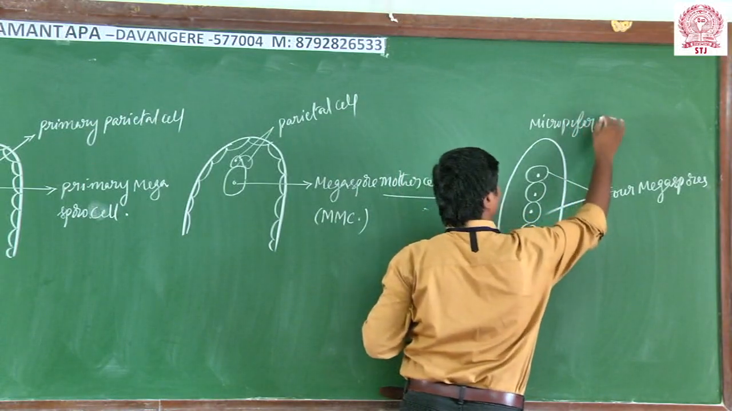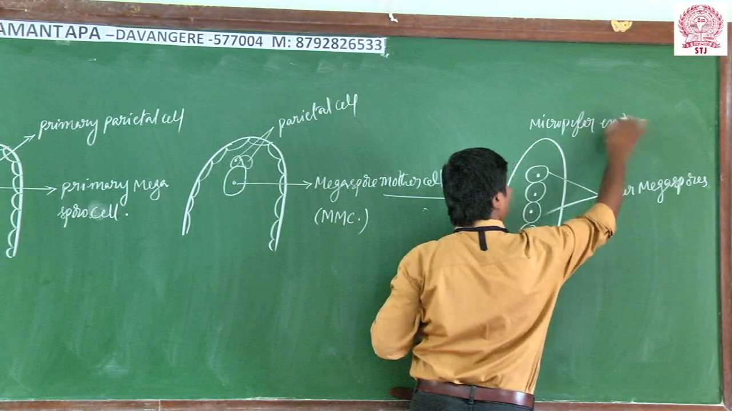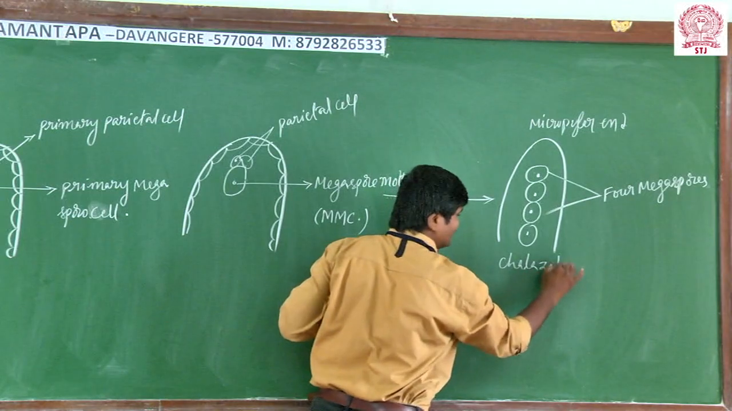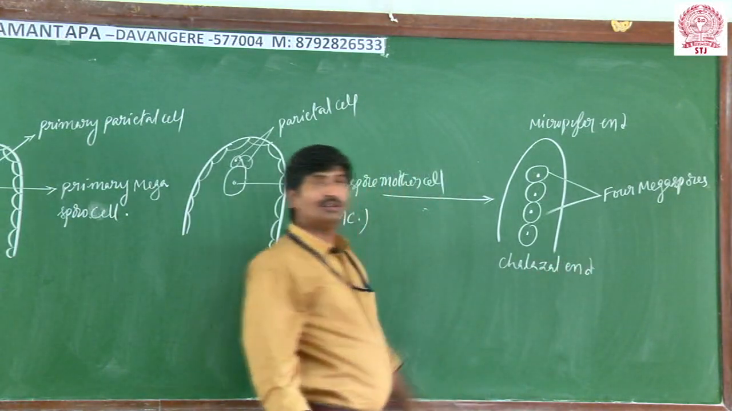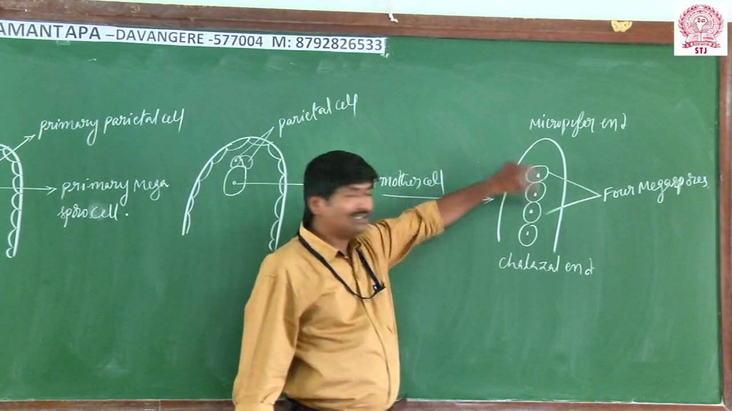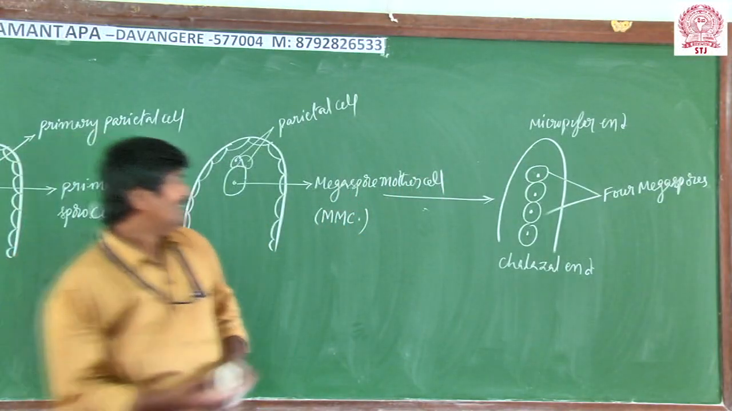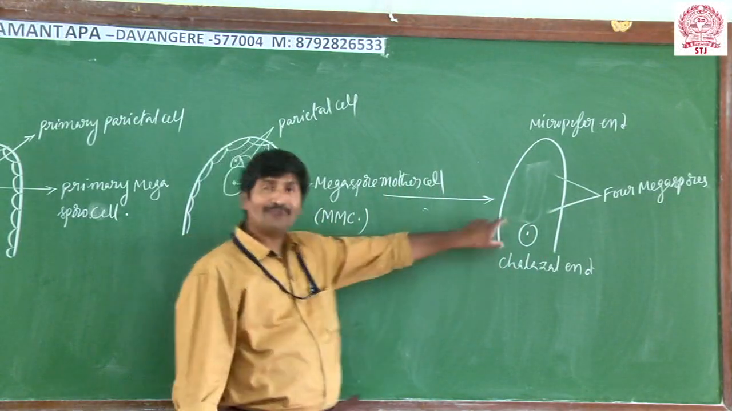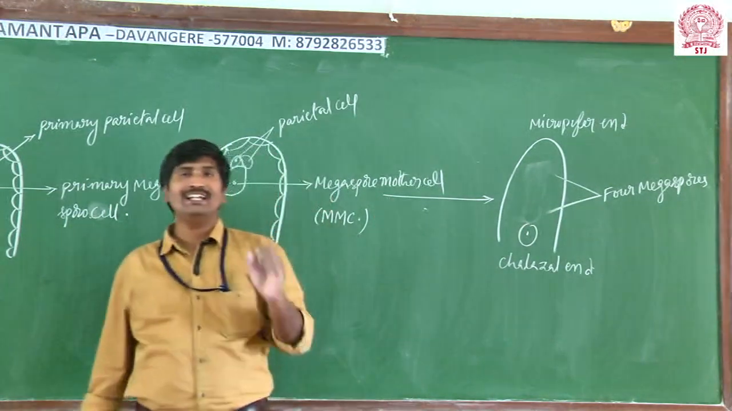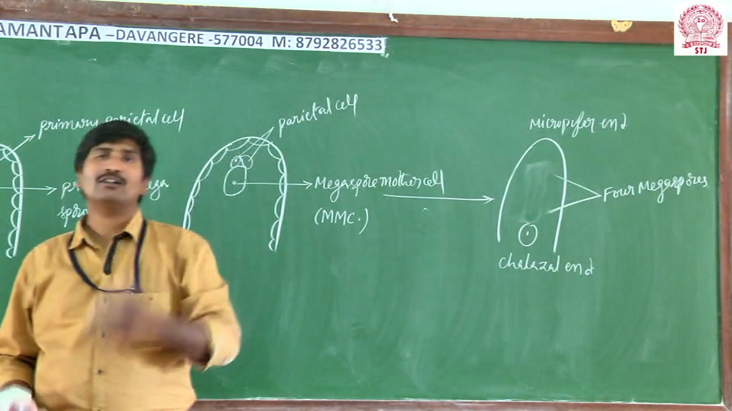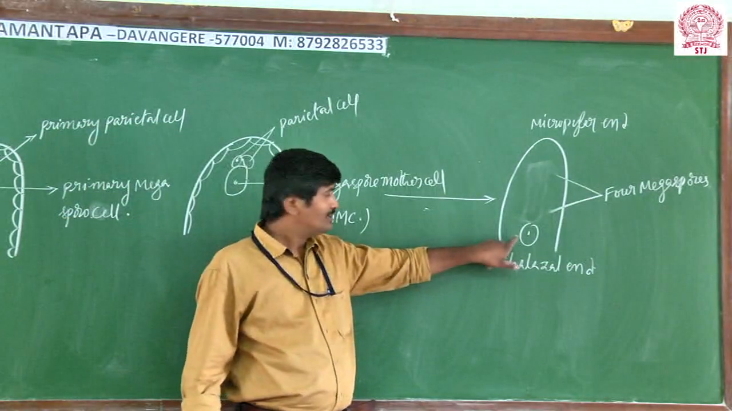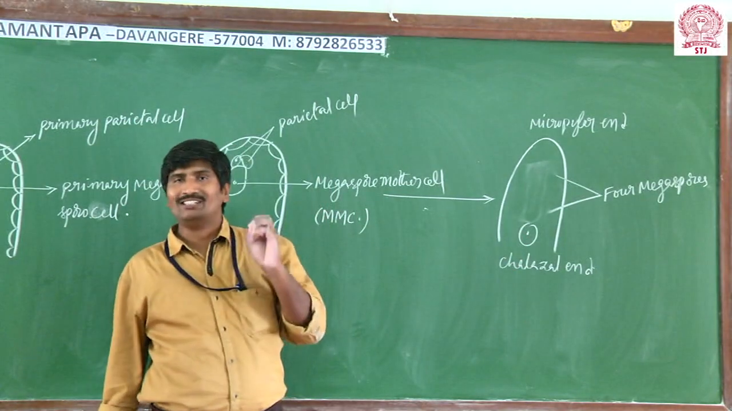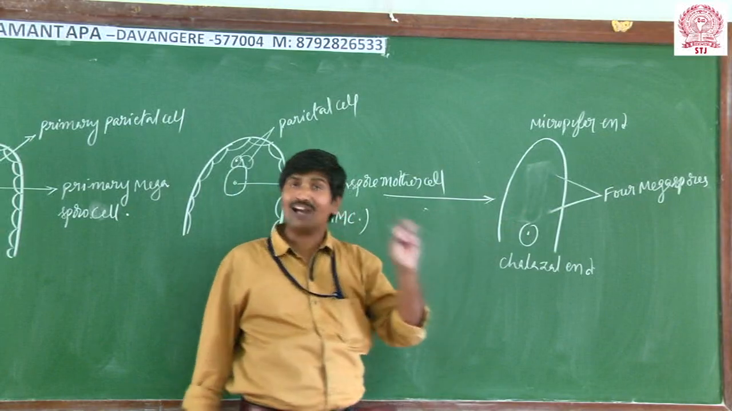It is the micropylar end, and the other is known as the chalazal end. Towards the micropylar region, what happened? The 3 megaspores are completely degenerated, and only one megaspore is functional. It is further developed into the female gametophyte or embryo sac. That is the functional megaspore. So finally, the female gametophyte is developed from only a single megaspore.